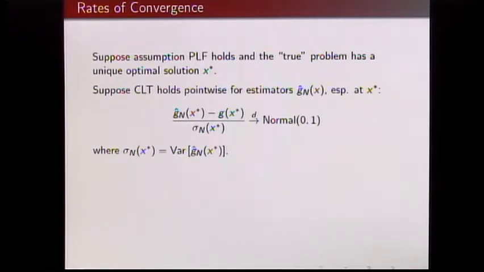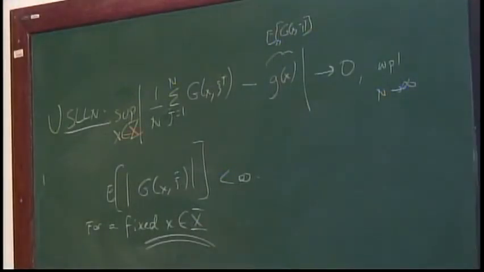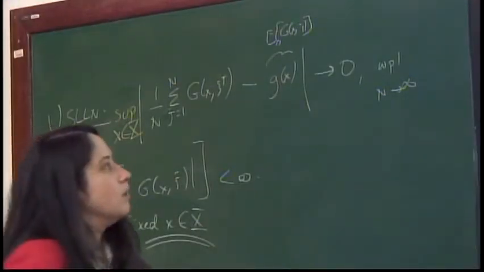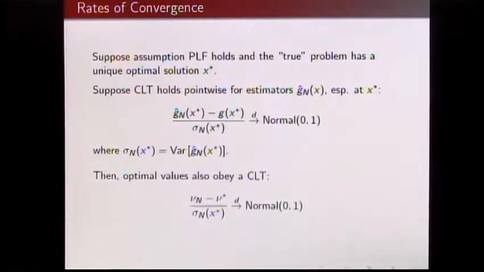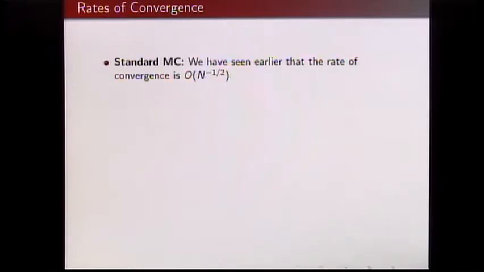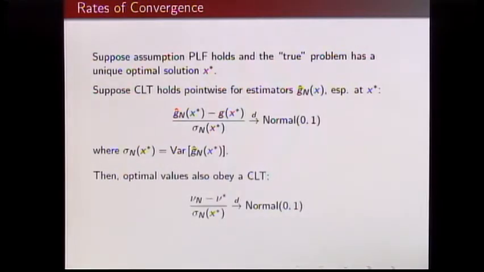But you can have this. This is easy because it's at each x. So it's like you're doing regular statistics. When you optimize, then you need a uniform version, okay? Anyway, so it's possible to show for those types of problems that the optimal values also satisfy some kind of a central limit theorem, okay?